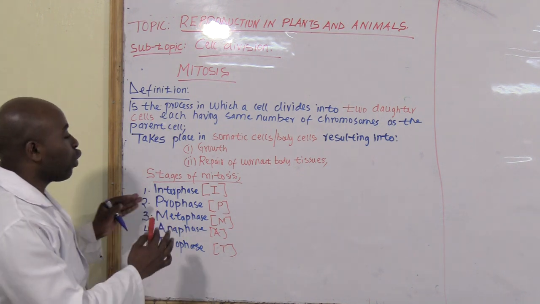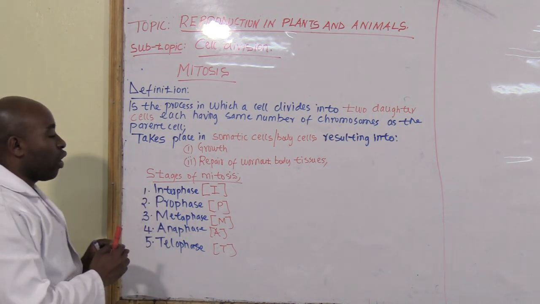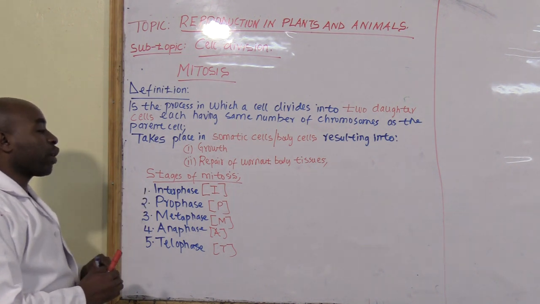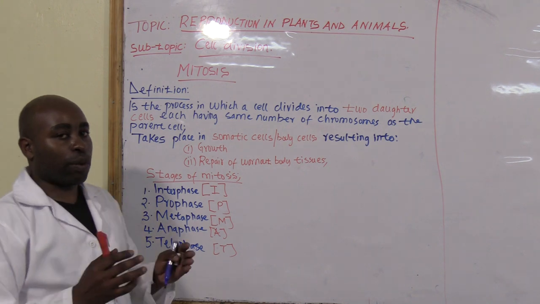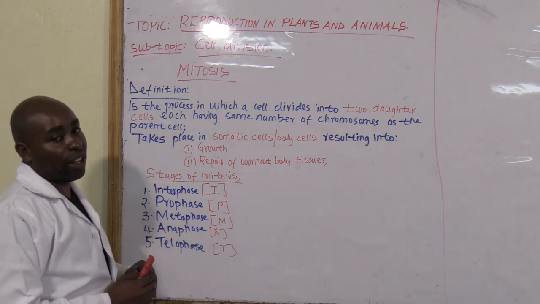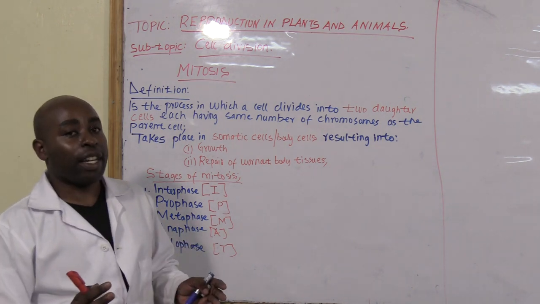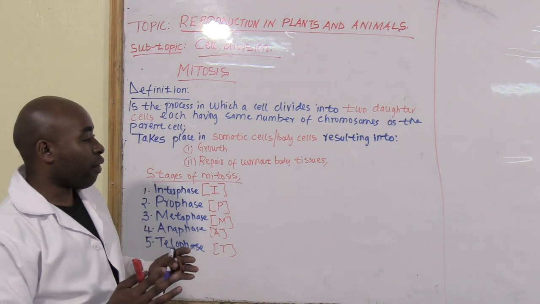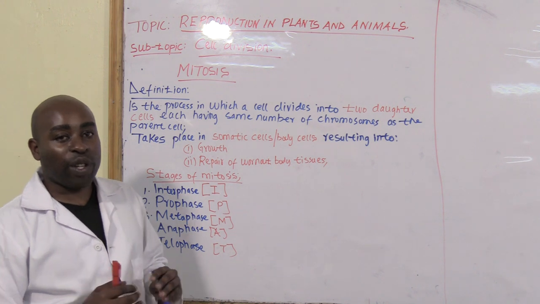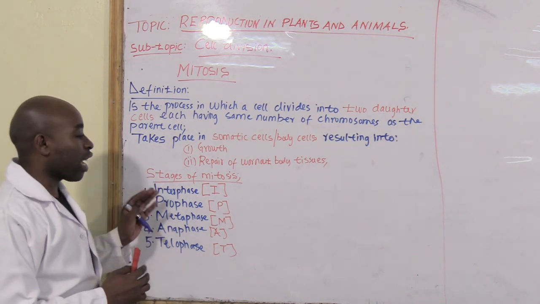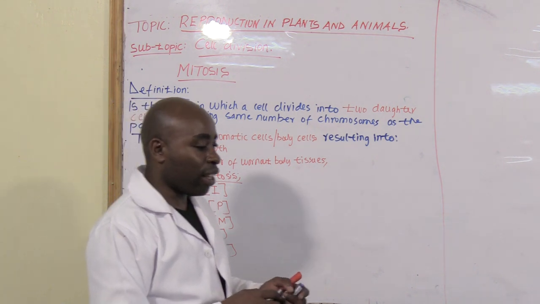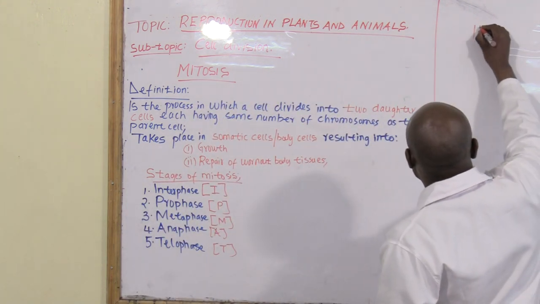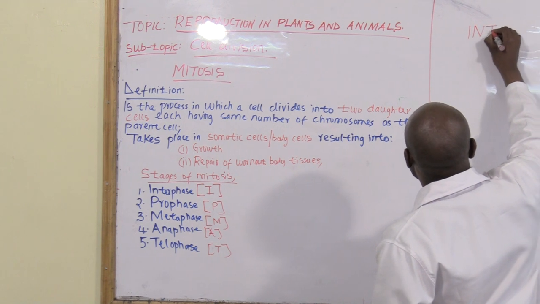So we shall have a close look at what happens in each and every stage of mitosis, and you shall also be able to express these stages diagrammatically. You can be given a diagram in an exam situation, then you are asked, based on the diagram above, identify the stage of cell division. So we want to be able to answer such questions. So let us begin with the first stage, that is interphase, which is the first stage, but not the main stage.